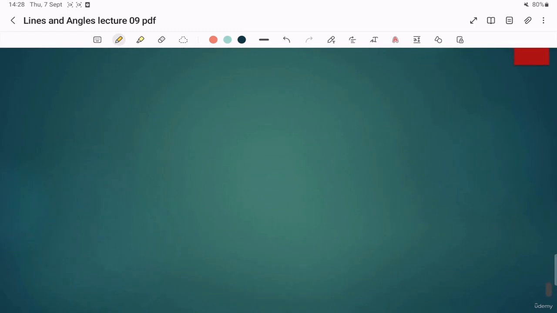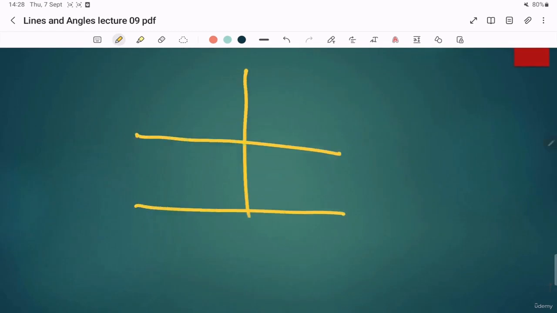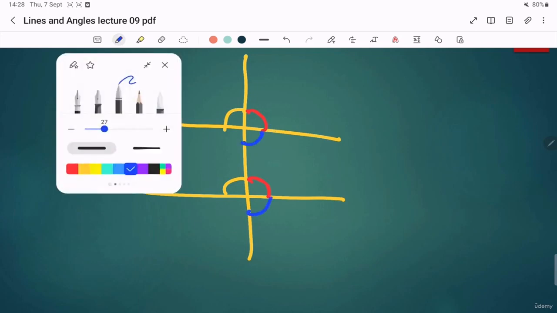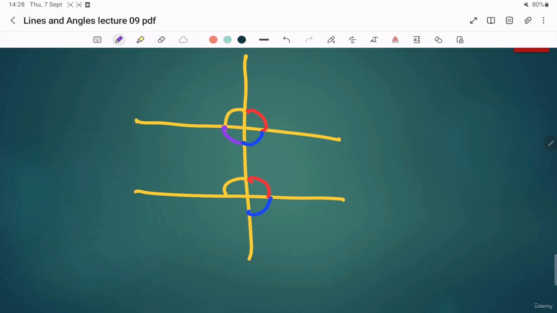Now let's say we have two lines like this and we have a transversal. So this is one corresponding angle pair, this is second corresponding angle pair, this is third corresponding angle pair, and this is fourth corresponding angle pair. So in this video we have discussed how to identify corresponding angles.